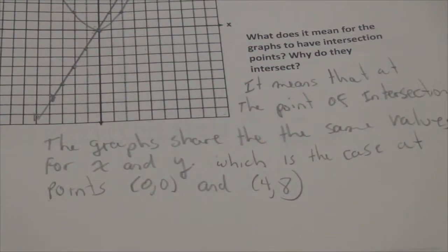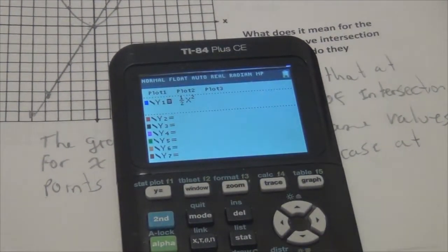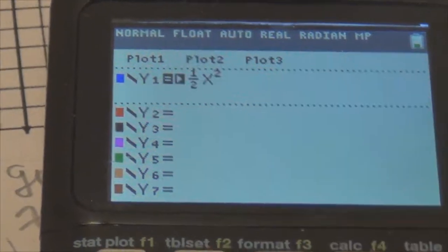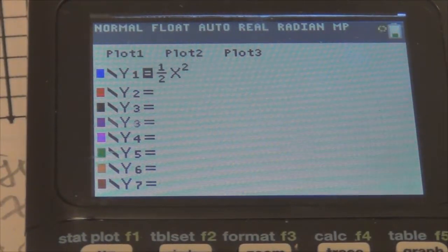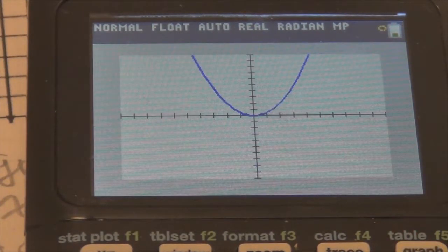Now, let us try that theory on the calculator. I want to see if it's true. So I'm going to graph the two lines and look at the tables to see if what I'm saying is true. So this is the graph of 1/2 x squared, and this is the graph of 2x. Let's graph them.